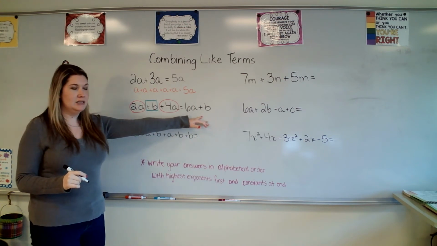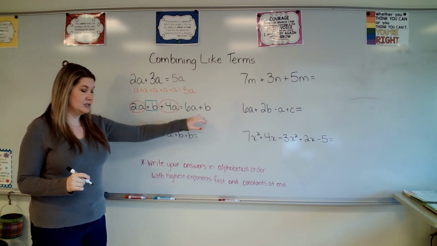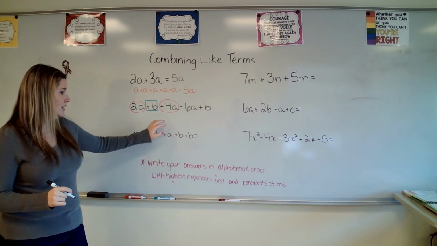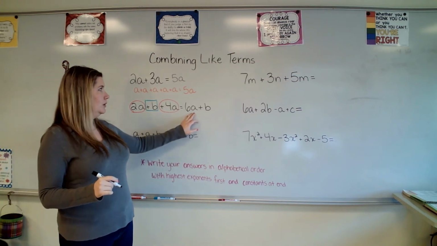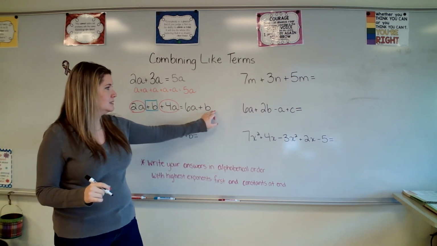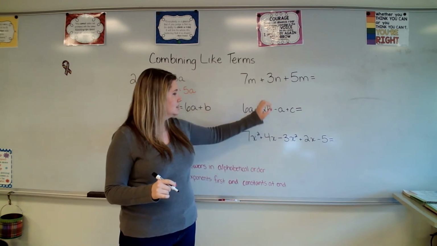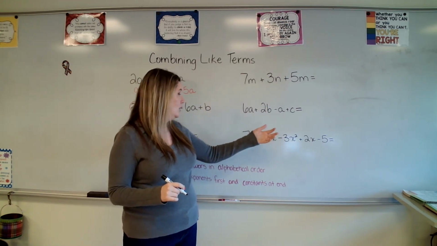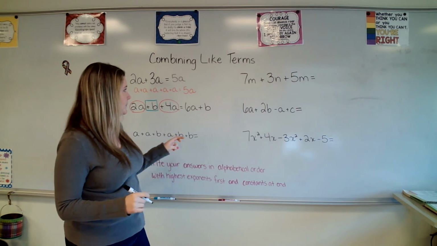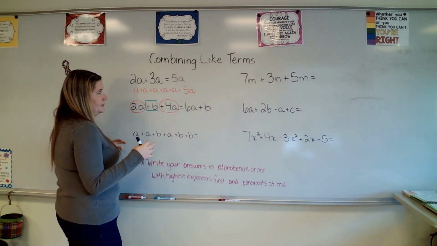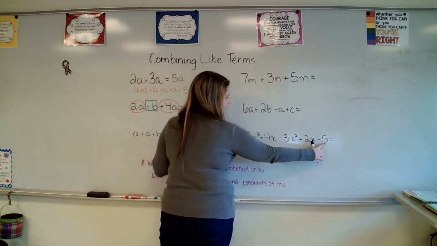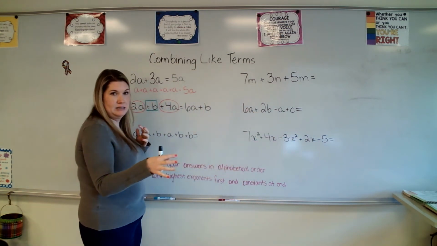When you're writing your answer, there is a rule to what order the answer has to go in. I wrote it down here. When you write your answers, you're going to write them in alphabetical order. So A's come before B's. M's come before N's. X's would come before a Y. I don't think I used X and Y. And then any whole numbers or just plain numbers, like this 5 here, come at the end.